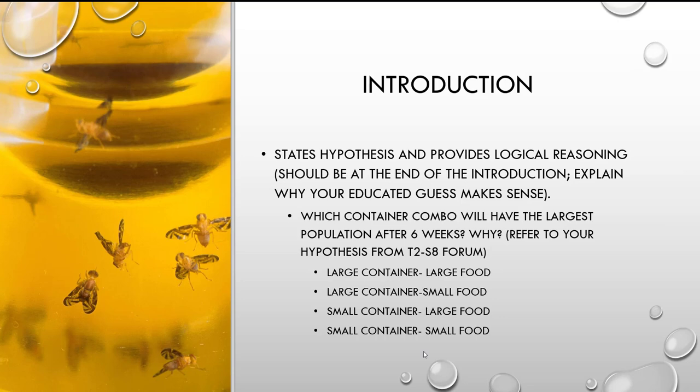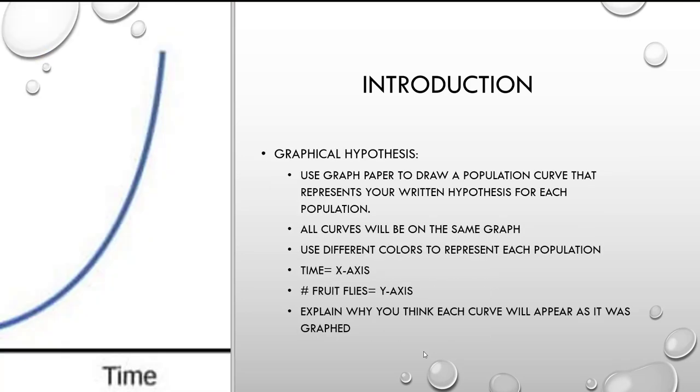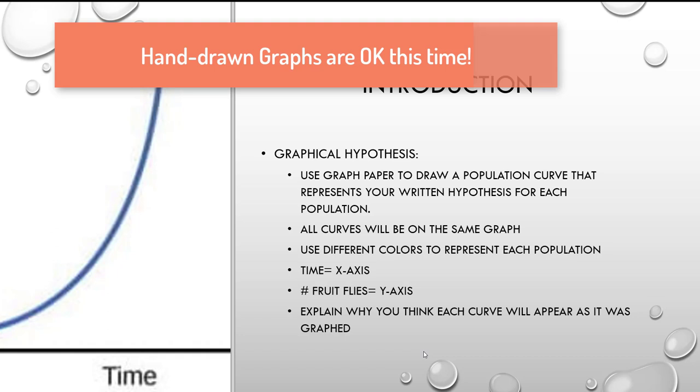Okay, now this is different from our first lab report. We're actually going to do another hypothesis. So based on our original hypothesis, we're also going to include a graphical hypothesis. So again, if you refer to page 291 in your workbook, it will talk about how to construct this graphical hypothesis. It says to use graph paper to draw a population curve that represents your written hypothesis. In this case, it's okay to hand draw it and submit it as a drawn thing.